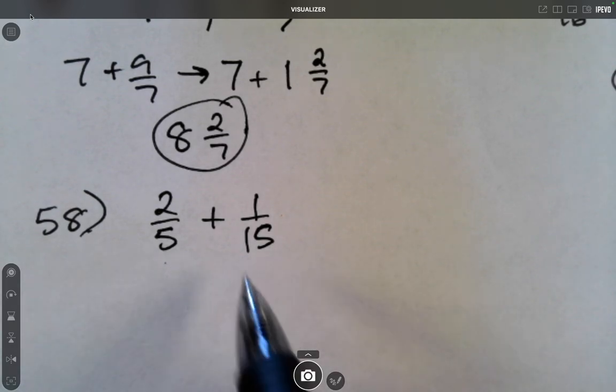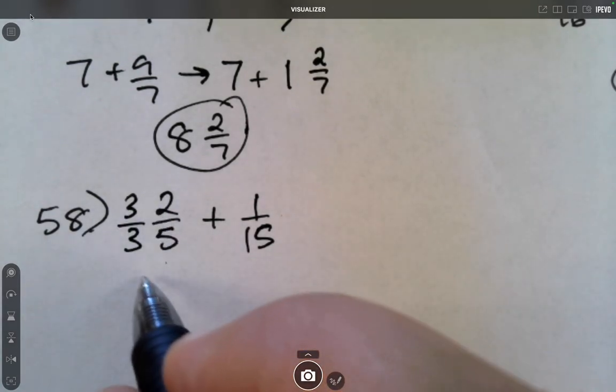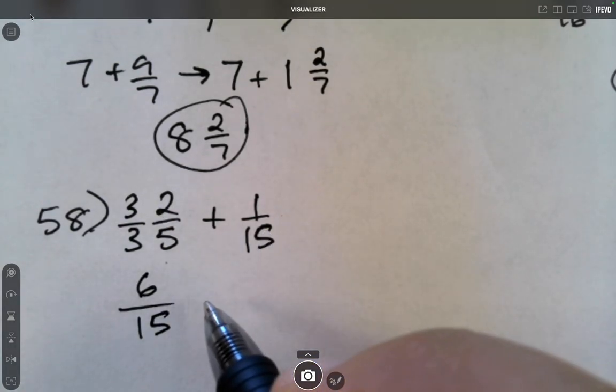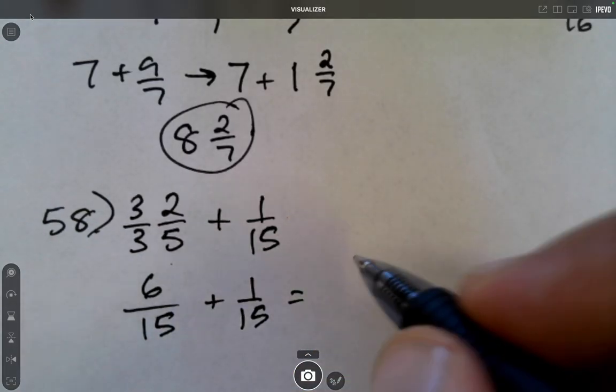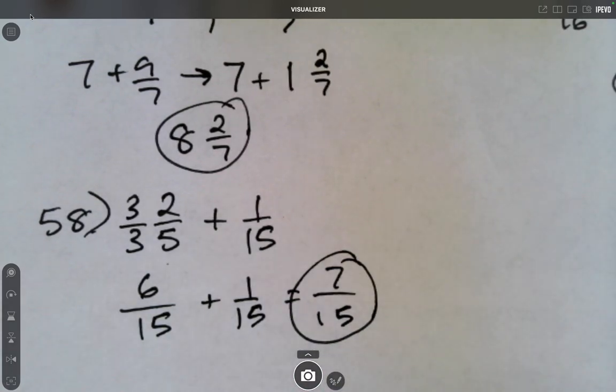To turn 5 into 15, we multiply top and bottom by 3. 3 times 2 is 6, 3 times 5 is 15. We don't have to make any change here because it's already a 15. 6 plus 1 is 7, and we keep the denominators the same. So 7 over 15.